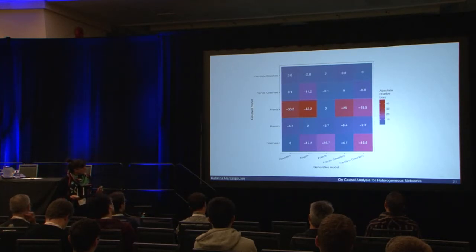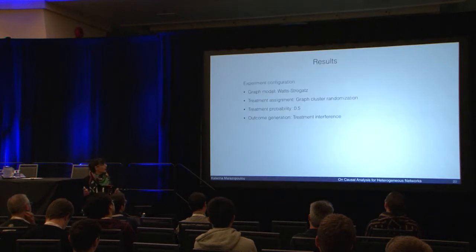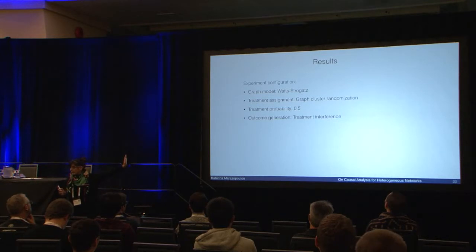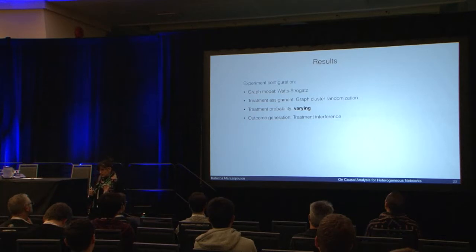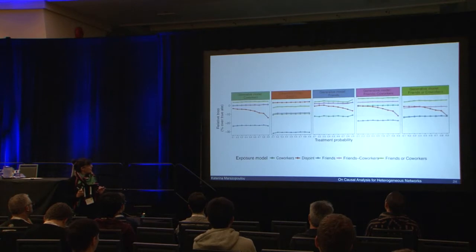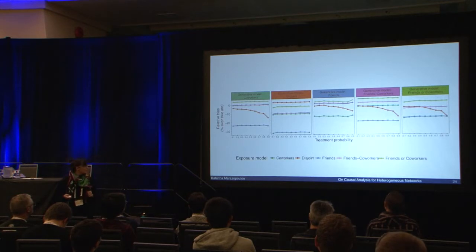And now, just to give you a more high-level view of the results. This is the configuration we had before for what I showed you. Now I'm just going to show you the results where the treatment probability is not set to 0.5. Instead, it varies from 0.1 to 0.9. And here's a very pretty graph. I'm very proud of this. So the different facets give you the different generative models. On the x-axis, you have an increased treatment probability. And again, on the y-axis, I'm plotting the relative bias.